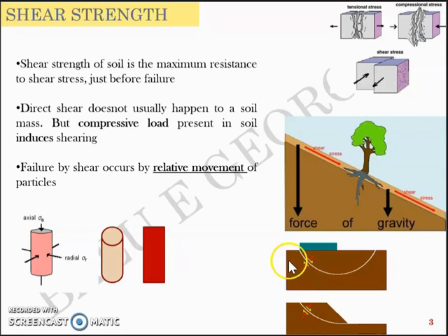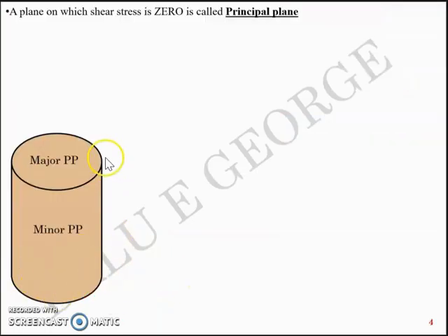Now, to understand the shear stresses, we'll take a cylindrical sample. In this cylindrical sample of soil, you have a major principal plane and a minor principal plane. Principal plane is a plane on which shear stress is zero. So in this particular cylinder of soil, shear stresses are zero on the top and the bottom planes, and also the circumferential plane. The top and the bottom planes are the major principal planes, and the circumferential plane is a minor principal plane.